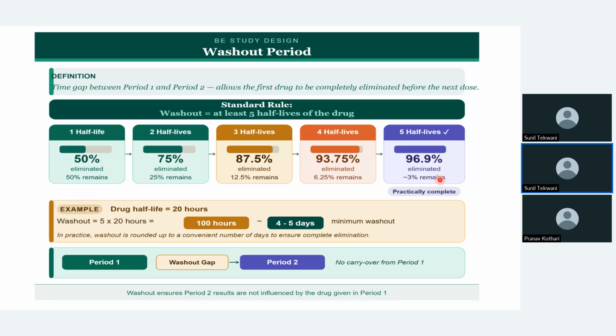So EU authorities and other authorities have mentioned in their guidance that you should keep a gap of at least 5 half-lives before you start the second period. That is known as the washout period.